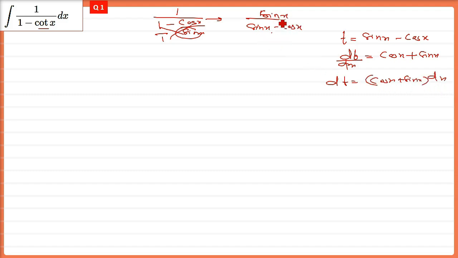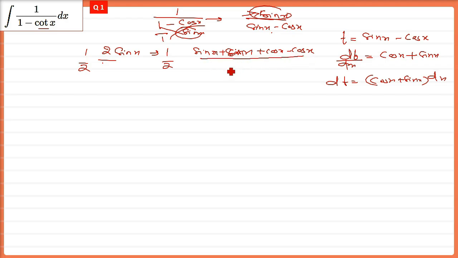So we need to convert this numerator in a certain form, maybe the cos x plus sin x form or sin x minus cos x form. So let's multiply this numerator and denominator by 2. I am just taking the numerator. If you take this numerator 2 sin x, you can write it as sin x plus sin x. Now add cos x and subtract cos x, and sin x minus cos x is already in the denominator.